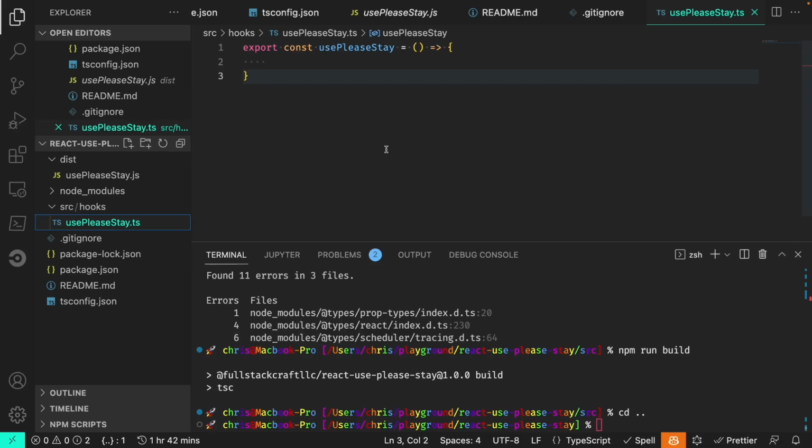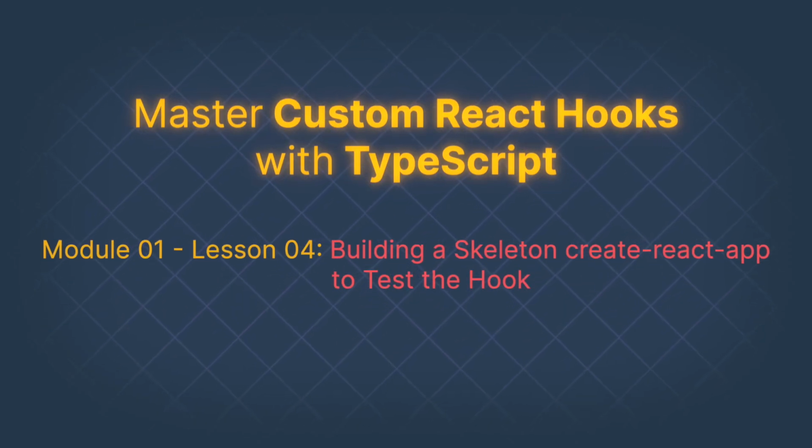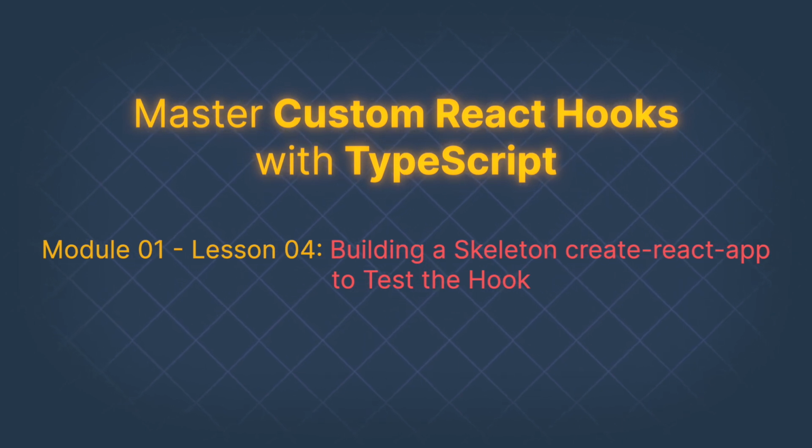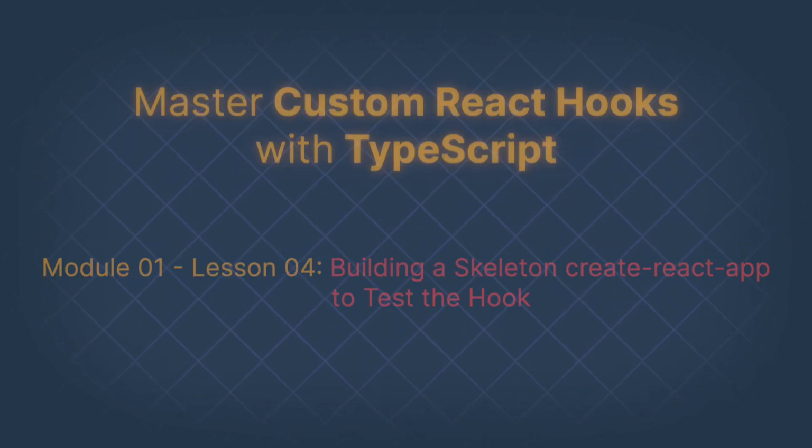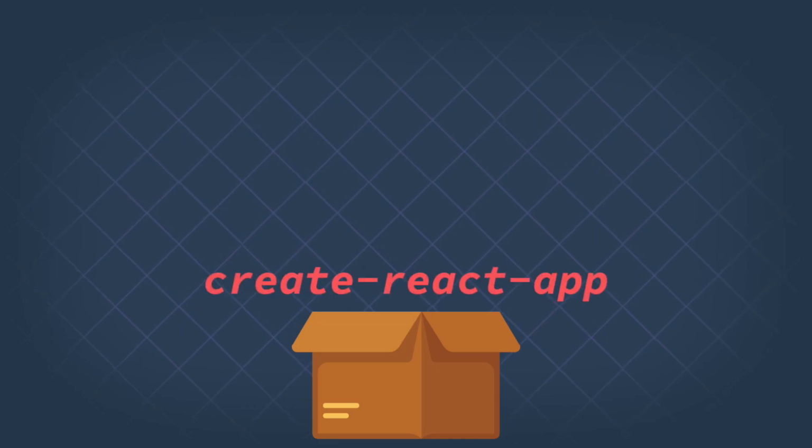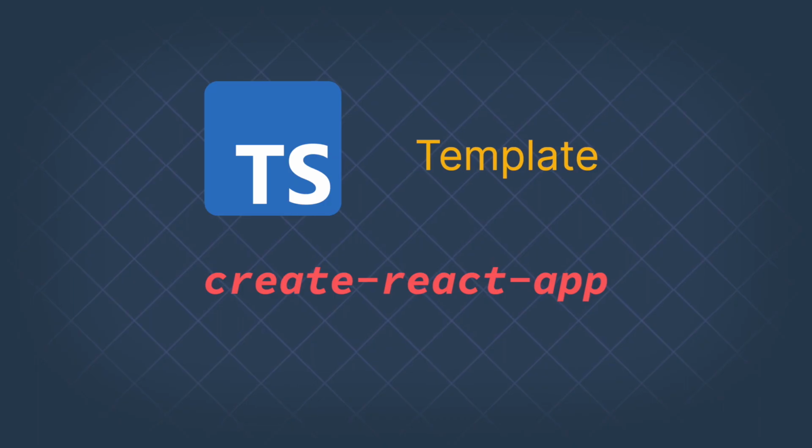In the next lesson, we'll leverage Create React App to build a simple React application where we will be able to test our hook as we build it. Before going any further, we'll create an example app that we can actually use to call our hook. We will use the Create React App package with a TypeScript template.